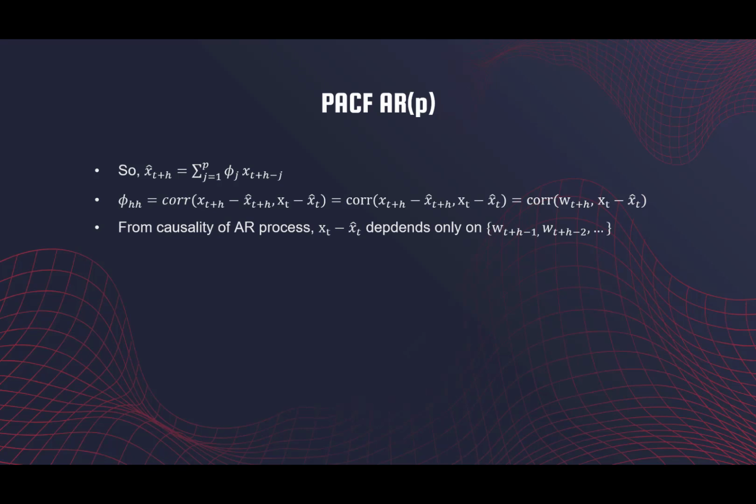And now, because we are assuming that this process is also causal, x_t and the predicted value are going to depend only on all of these white noise terms, right? So basically w_{t+h} is uncorrelated with all of these terms, and therefore phi_hh is 0 for h greater than p. So what we get is that the PACF for an AR(p) process falls off after p lags. For fewer than p lags, however, it need not be 0, okay?